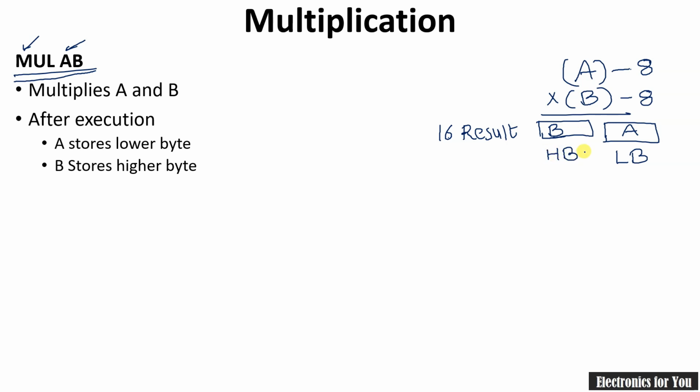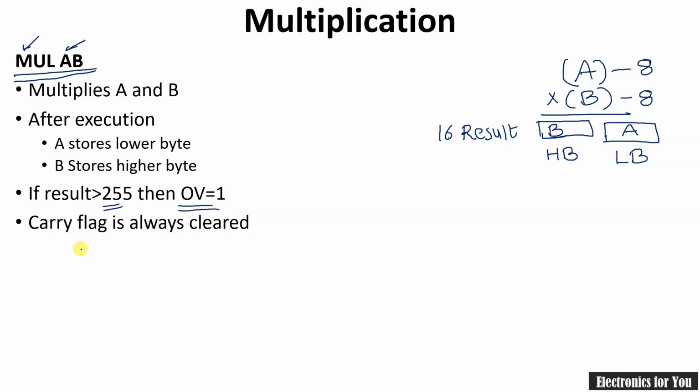Note that if the result is greater than 255, then the overflow flag will be set to 1, otherwise it will be cleared. In the case of MUL AB, the carry flag is always cleared, meaning the carry flag is always 0, that is C equals 0. So this is the multiplication instruction. If mentioned, note that the multiplier must be saved into B.